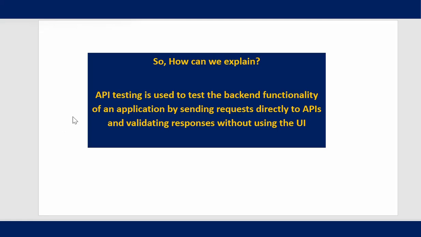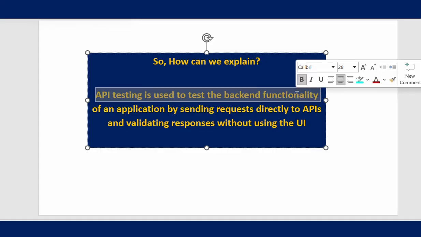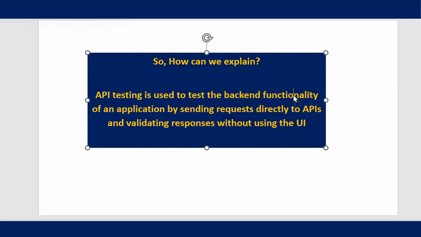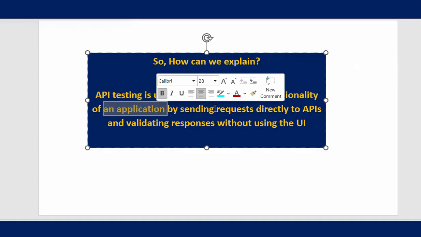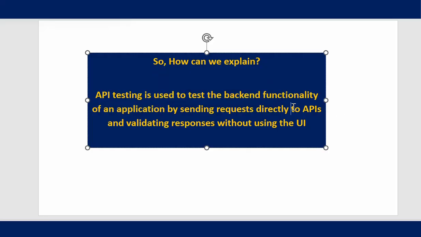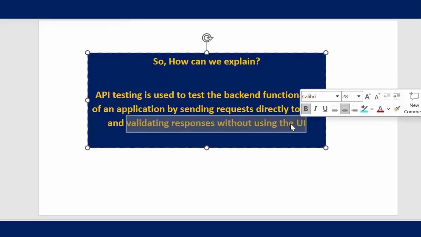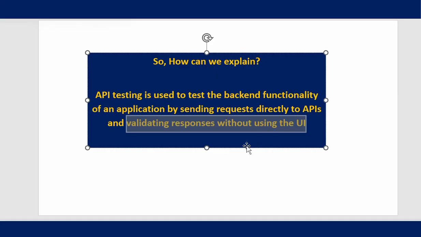And now, if we want to explain API in a very simple way, API testing is used to test the backend functionality or the backend logic of an application by sending requests directly to the API and validating the responses without using the UI.